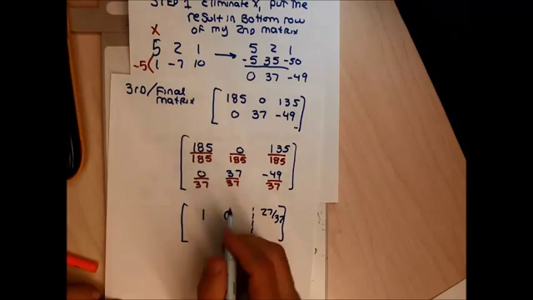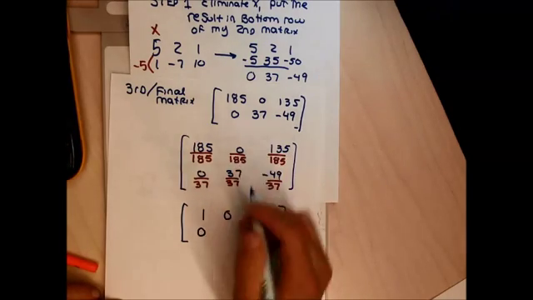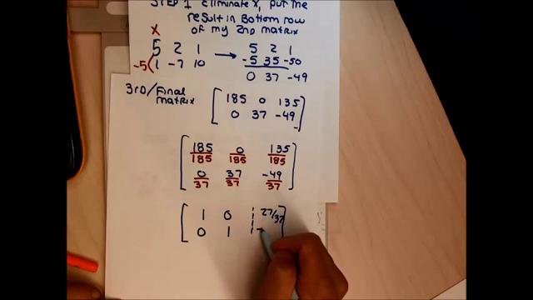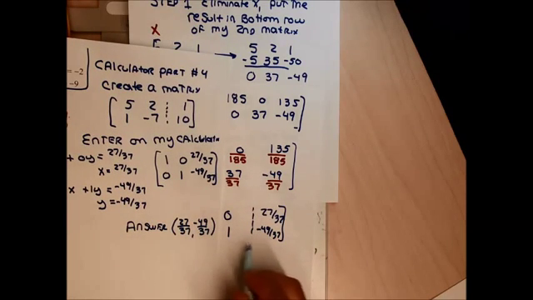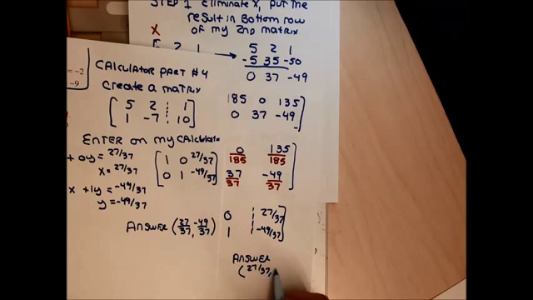Second row, 0 divided by 37 is 0. 37 divided by 37 is 1. And that I know doesn't reduce because when I did this on my calculator, I got that matrix. So now it's exactly like my calculator's answer matrix, so I can say my answer is 27 over 37 for x and negative 49 over 37 for y.